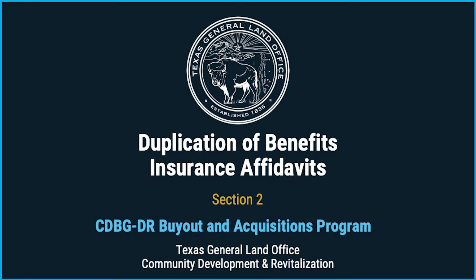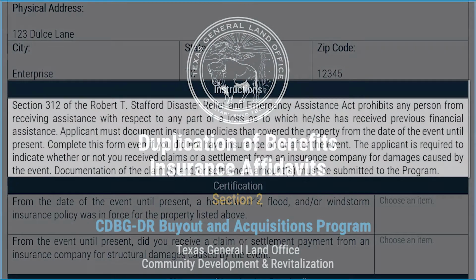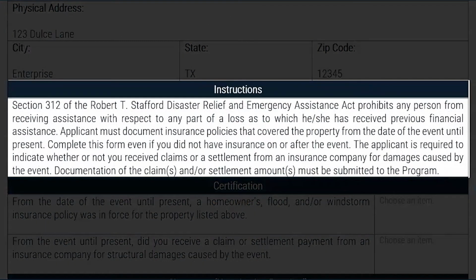The second section of the DOB Insurance Affidavit is the instructions for the form. The instructions state, Section 312 of the Robert T. Stafford Disaster Relief and Emergency Assistance Act prohibits any person from receiving assistance with respect to any part of a loss to which they have received previous financial assistance, which means, as we stated previously, if an applicant has previously received any assistance, including insurance, they cannot receive a duplication of that assistance.